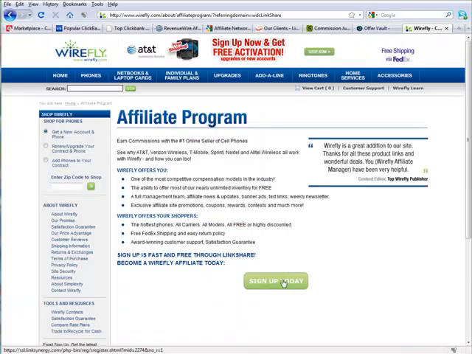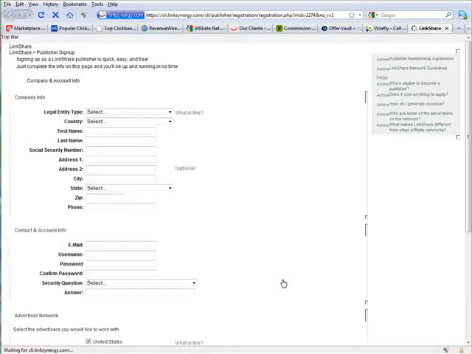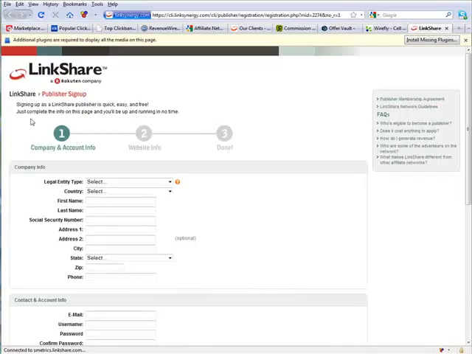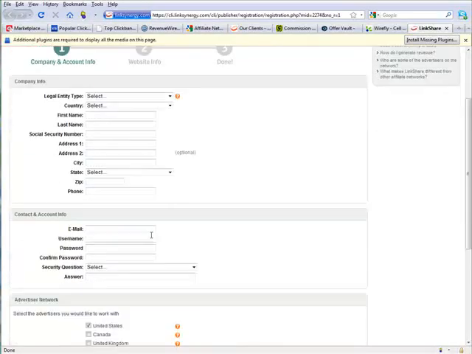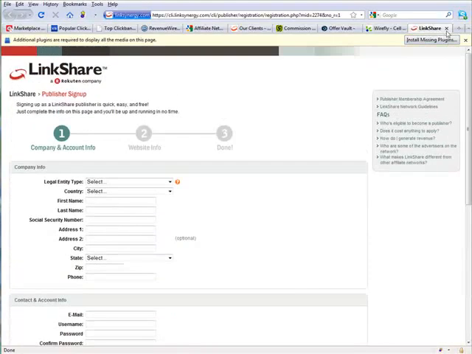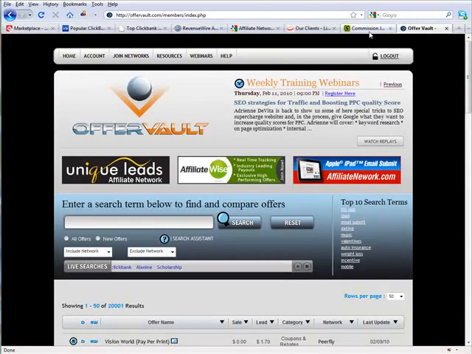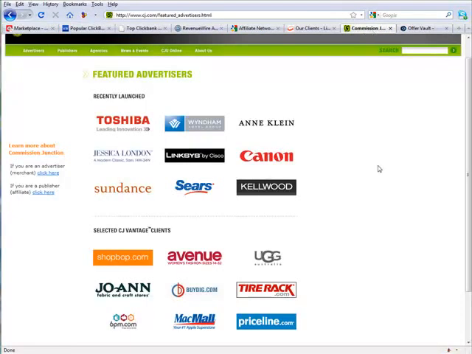Okay, so you just sign up. So that's going to link back to Linkshare. See? There's the publisher sign up. You sign up to promote this offer. And that's that. Okay, so another affiliate network is Commission Junction. Probably as big, if not bigger, than ClickBank. Dealing with physical products for the most part.